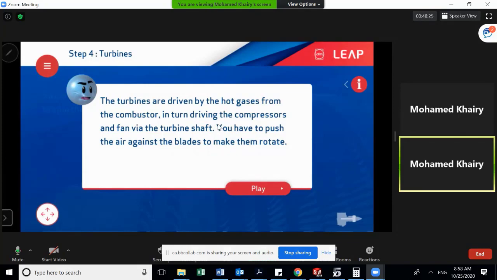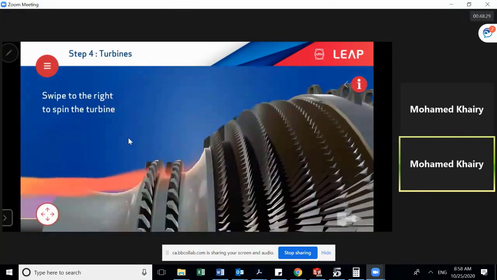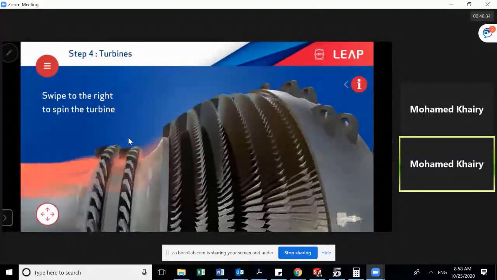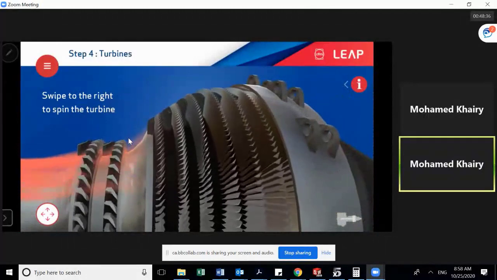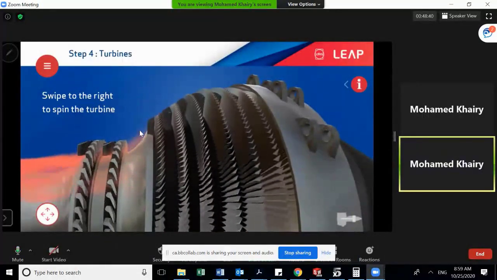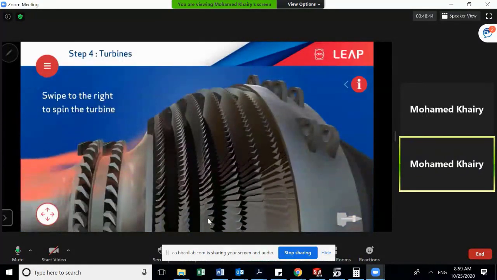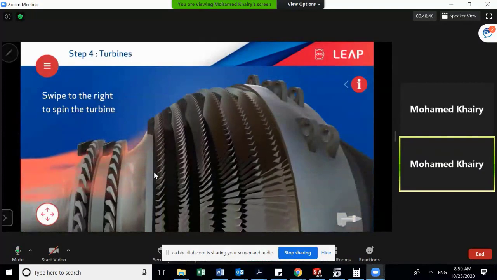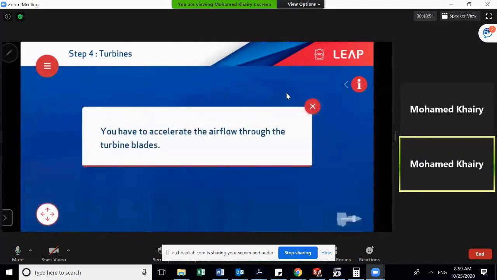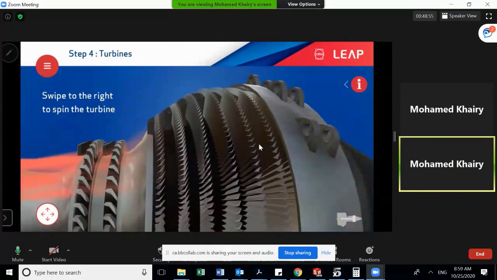Now this is the simulation part. Okay? So as you can see here, the air is coming from the combustor and it's passing through the first stage, and there is a gap between the stages. On the right we have the low pressure turbine, on the left we have these two stages for the high pressure turbine. Okay, so high pressure turbine, low pressure turbine.